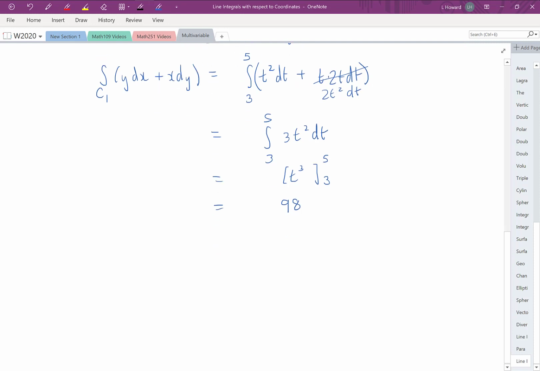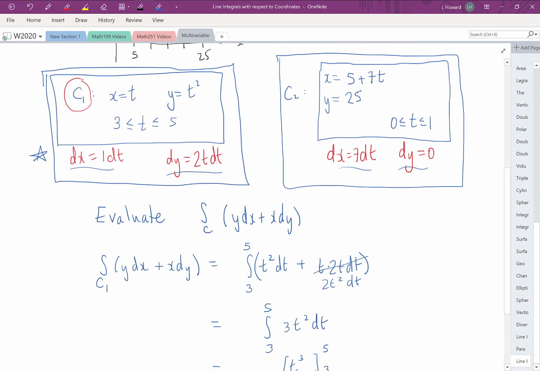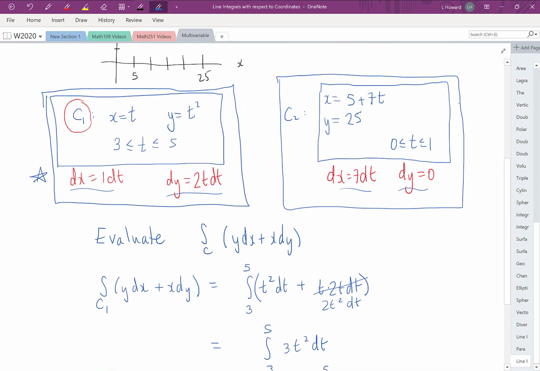So let's do the same thing for C2. Do the line integral over C2. Integrand is still y dx plus x dy. And we'll just do a little bit of scrolling here. Look back now at our box for C2. So let's look at all the information in this box here. t will be ranging from 0 to 1. dy will be 0, so one of our terms is going to disappear. dx is going to be 7 dt, and y is going to be 25.